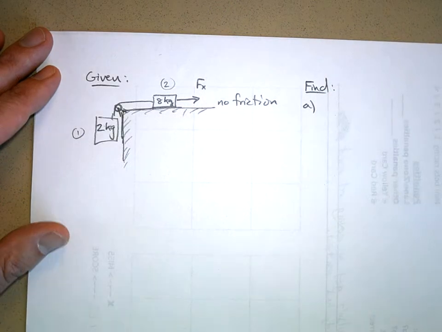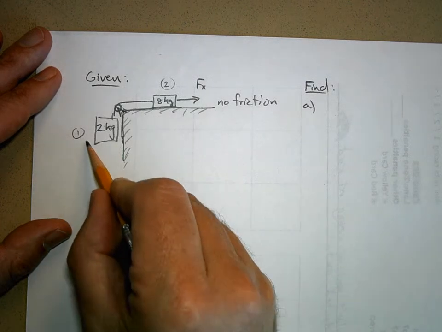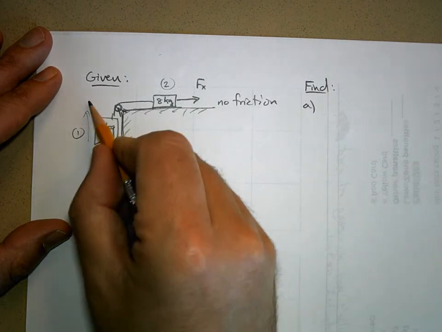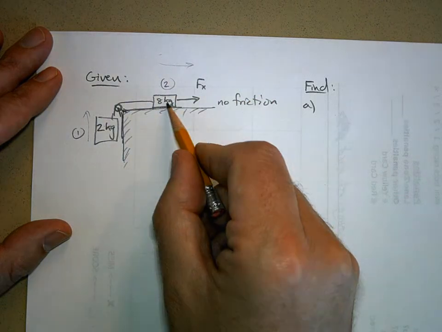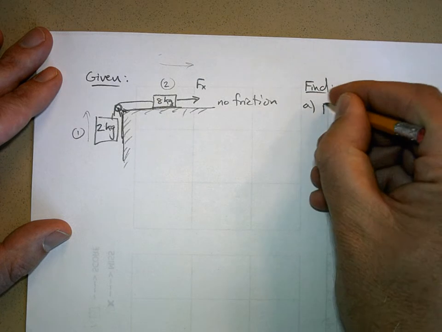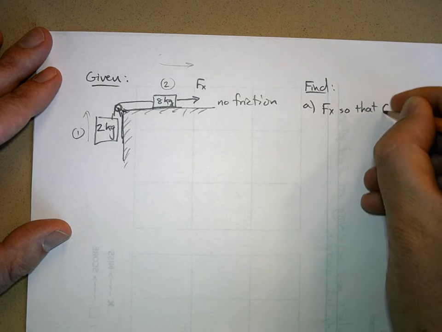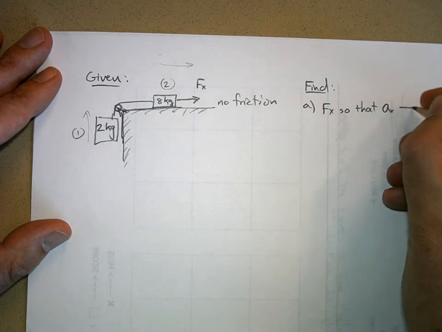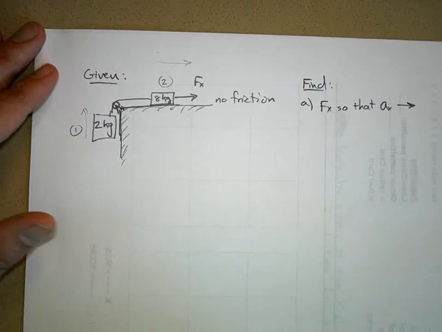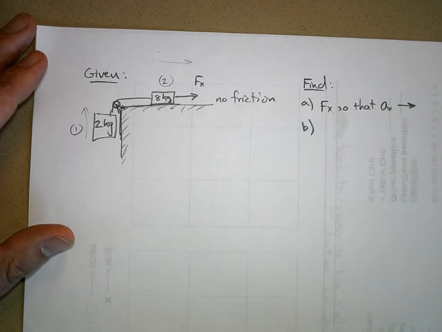And here's how you could do this in your textbook. We want to find what f sub x is, so that the acceleration is to the right. Well, it says in the book that for this to accelerate up, the acceleration of this guy has to be to the right. So we're going to say f sub x, so that a sub x is to the right. So I'll abbreviate things like that. Hopefully, when I go back and look at it, I can understand what I'm talking about.